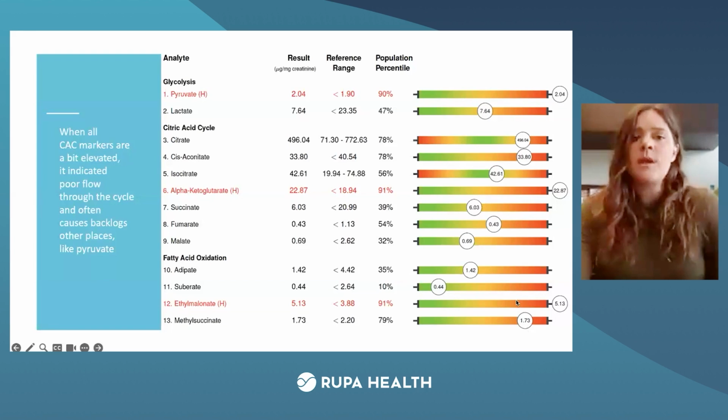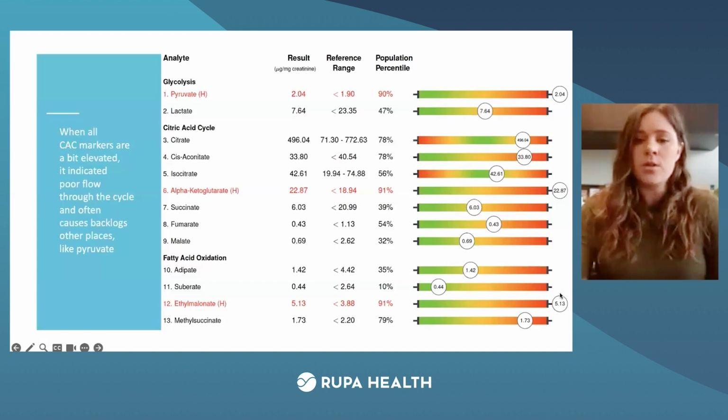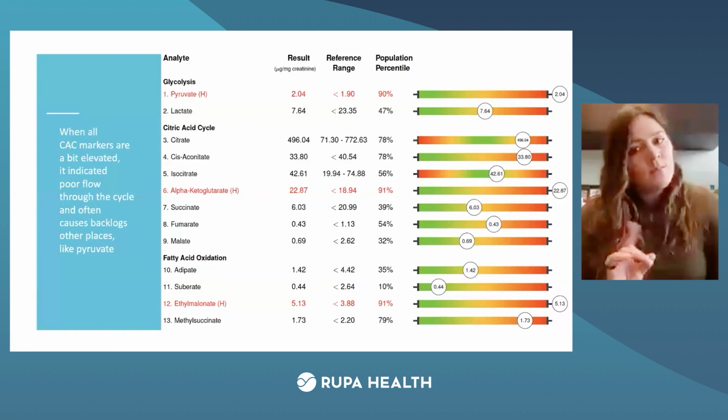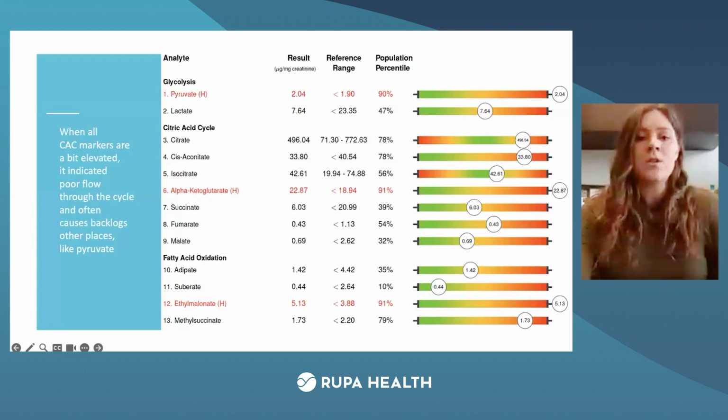We also see dysregulation in the fatty acid markers. So really high ethylmalonate. That can be a marker for dysbiosis, and it requires B12 to get converted into methylsuccinate. And so she also shows signs of issues converting ethylmalonate to methylsuccinate. She maybe needs a little extra B12, and she definitely might have some actual dysbiosis going on.